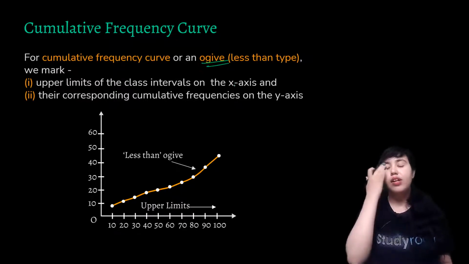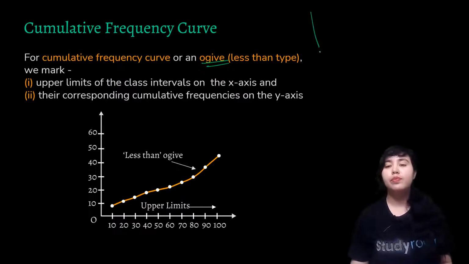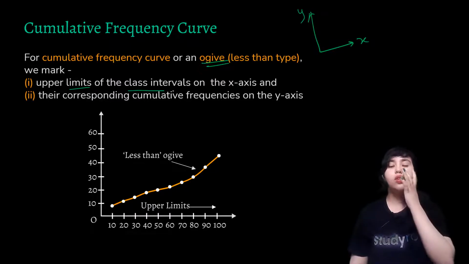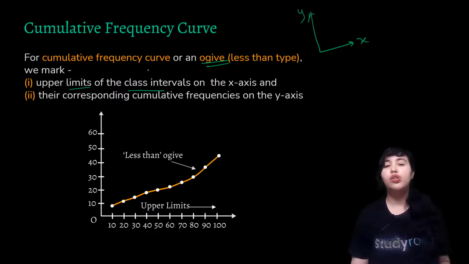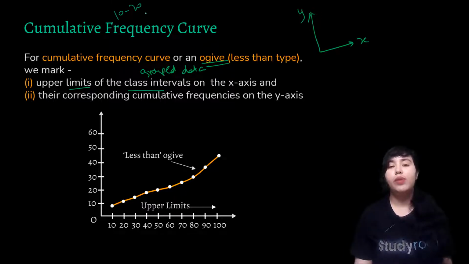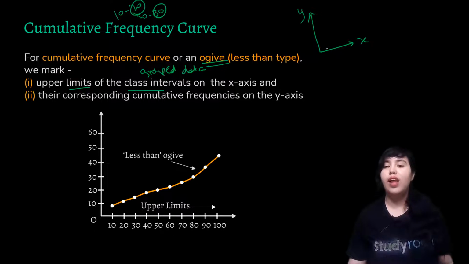To make any curve, we take your graph paper. So we have a y-axis and we have an x-axis. So on the x-axis, what do we have to take? The upper limits of the class intervals. Okay, so the moment I say class intervals, it means we're going to deal with grouped data over here. The data will already be in the form of class intervals. So you'll take the upper limit. So for example, if I give you 10 to 20, 20 to 30, then 20 and 30 would be the upper limit.